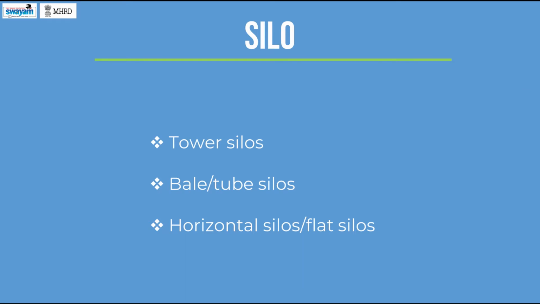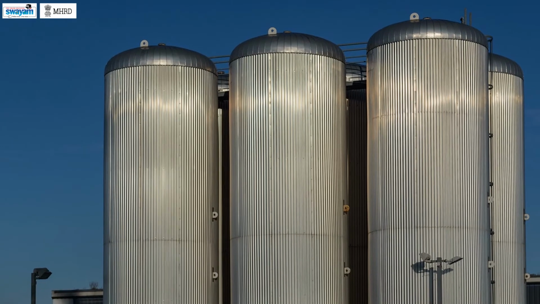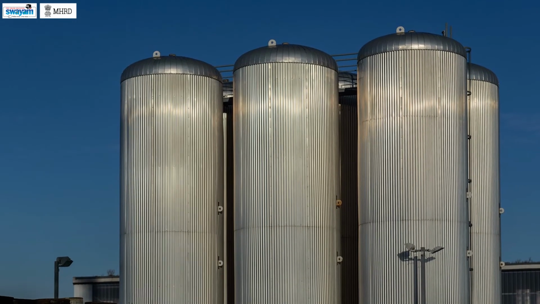There are different types of storage silos: tower silos, bale or tube silos, and horizontal or flat silos. The tower silo is a standing cylindrical container. The material is filled from the top and hence can be well compressed and stored in an airtight manner due to its own weight. Despite this advantage, the construction cost for such a silo is very high.